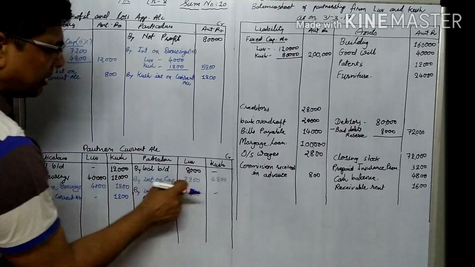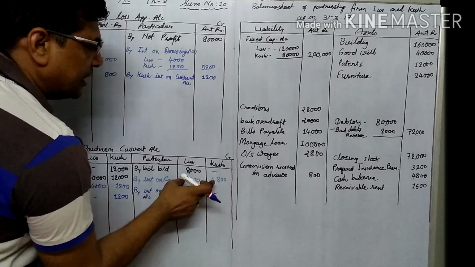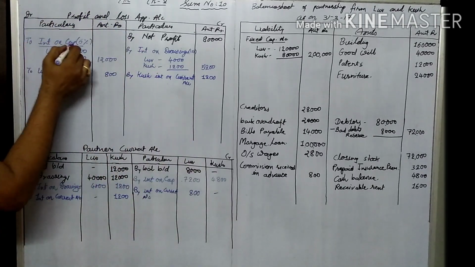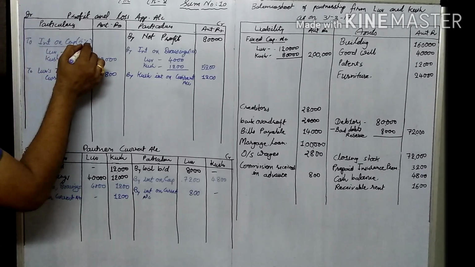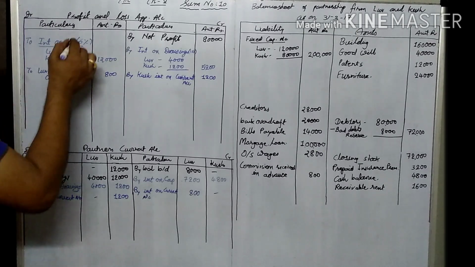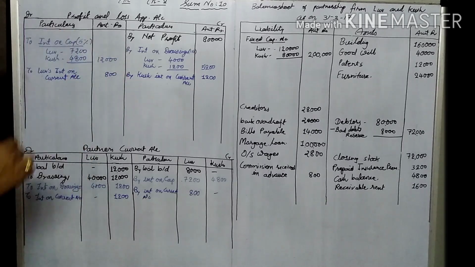The interest on capital goes on the credit side of current account, and the second entry is the debit side of profit and loss account. Interest on capital account 6%, Love 7,200 and Kush 4,800. We have to make the total, that is 12,000, in the outer column.